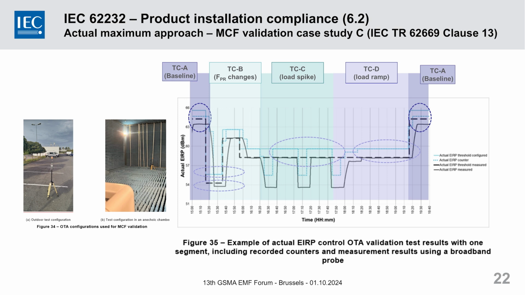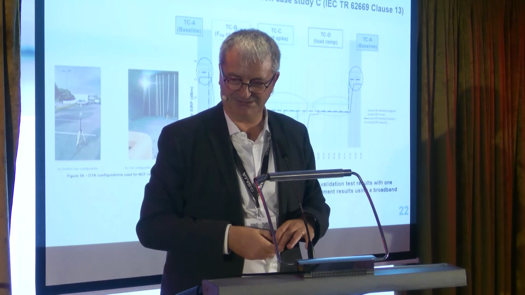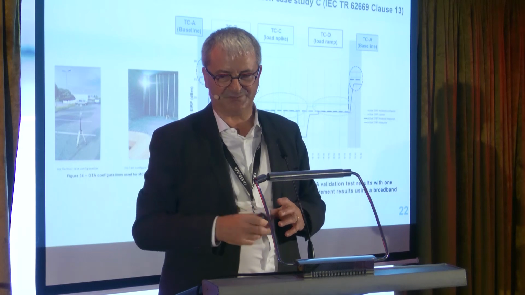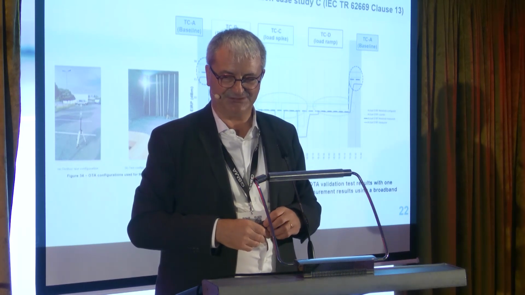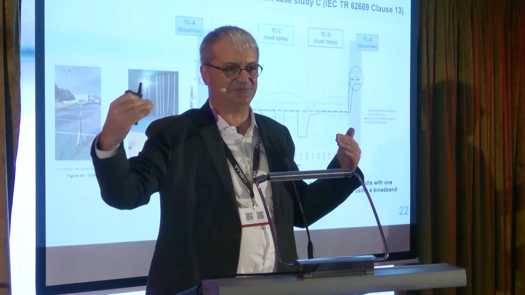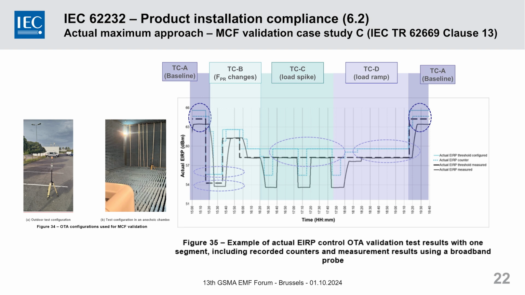And we do it twice to be sure there is no error. Test case D is load ramp. So we have a threshold, and we start with very low load on the base station, 10%, and we increase progressively. And we check at which level the threshold is obtained, and we stop there. A recommendation that we are discussing in the technical report is that we finish with the baseline assessment to be sure that there was no drift between the beginning of the test and the end of the test.